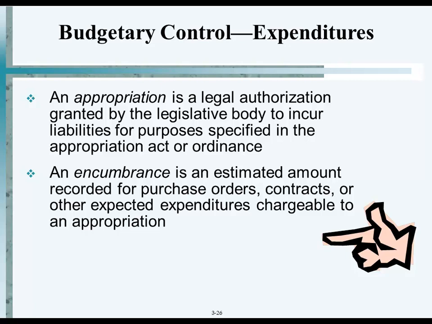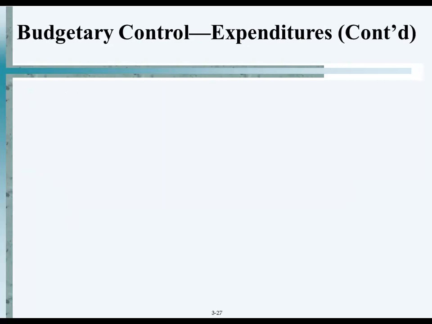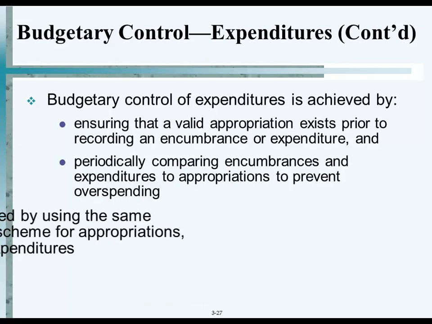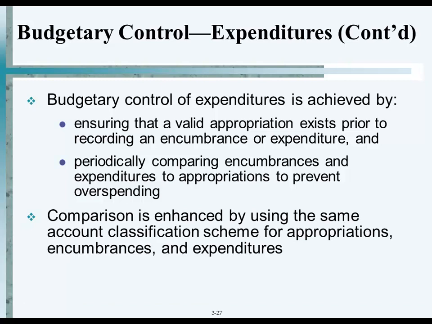If you don't record those encumbrances, what's going to happen? When each one of them gets the item, what's going to happen? You're going to blow the budget, right? When you record the encumbrance, each time they pick up the phone and order, what do they have to do? Enter it into the system. So from 980, it goes to 990. It goes to $1 million, and the next fellow or gal who picks up the phone and says, I want to order, what does the system say? Budgetary accounting? That's why we use encumbrance. And this is what it says: ensuring that a valid appropriation exists, comparing encumbrance and expenditures to appropriation to prevent overspending. Comparison is enhanced by using the same account classification scheme.